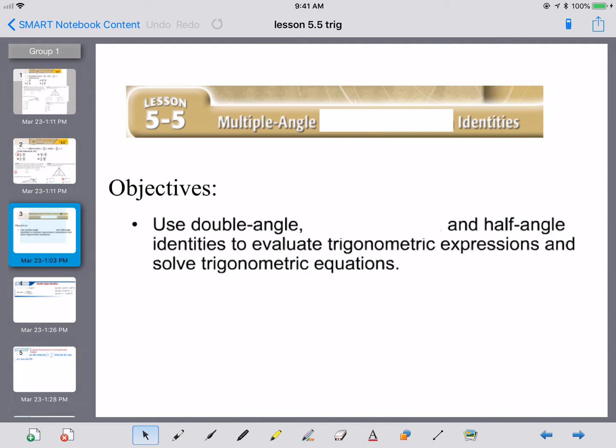So today we're going to talk about the multiple angle identities. We're going to do two types: the double angle and the half angle identities. We're going to talk about simplifying some things with them, finding out some values, and then we're also going to talk about solving some equations. So that is what we're going to talk about in Lesson 5.5.